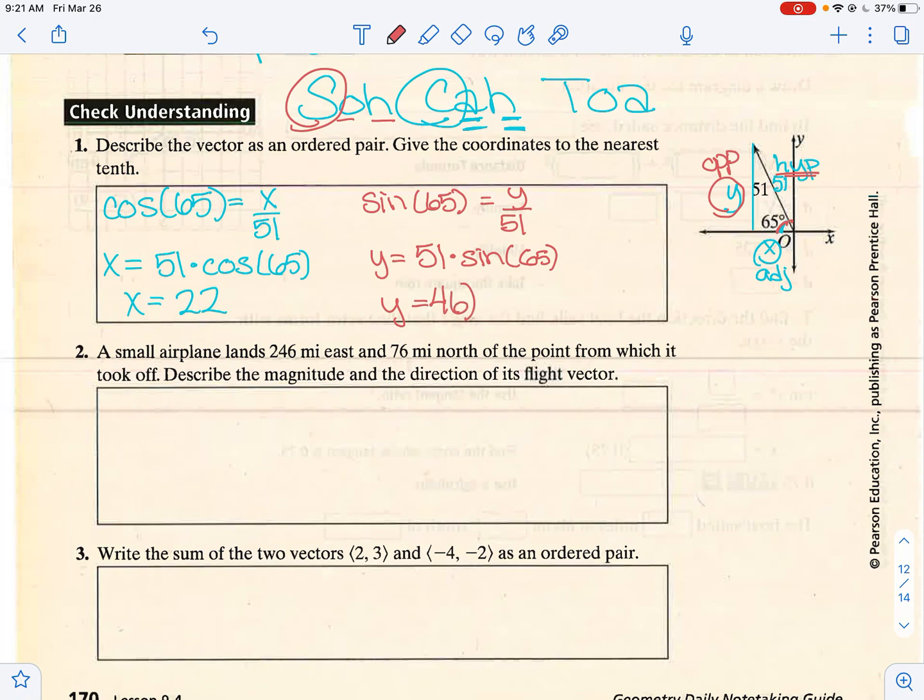Now, this is in the second quadrant. And we know that y would be positive up here, but x would be negative. So our point is going to be negative 22, or not our point, our ordered pair is going to be (-22, 46).